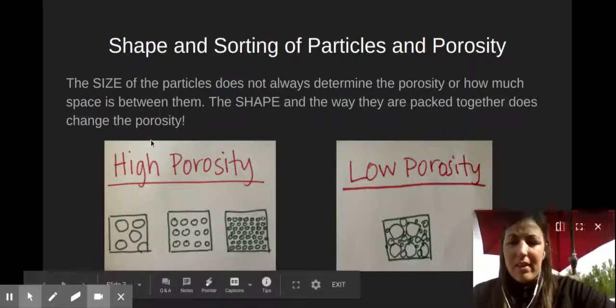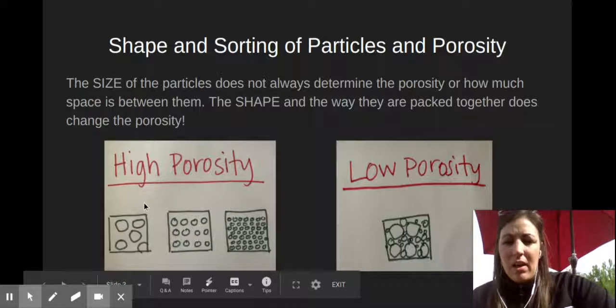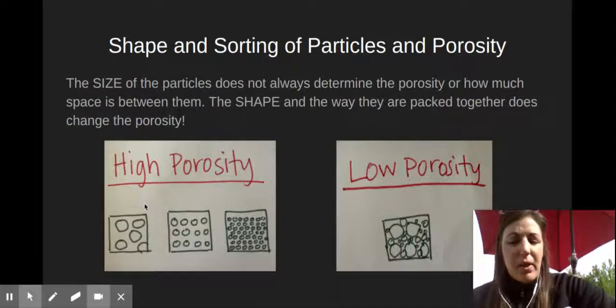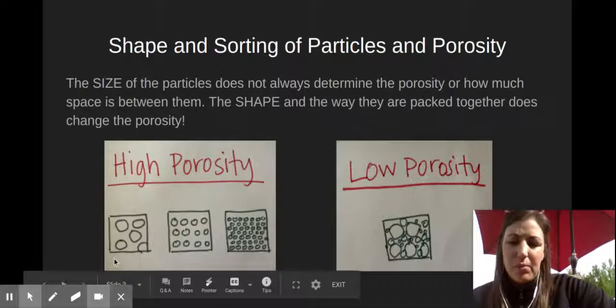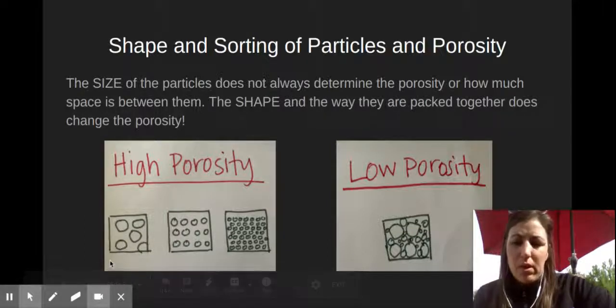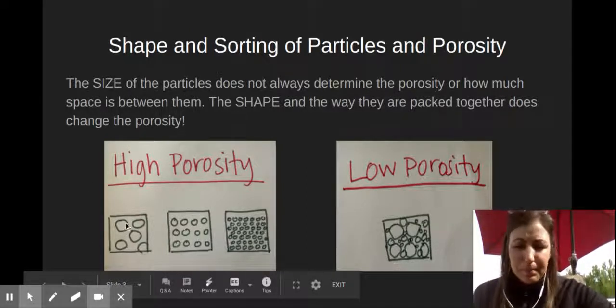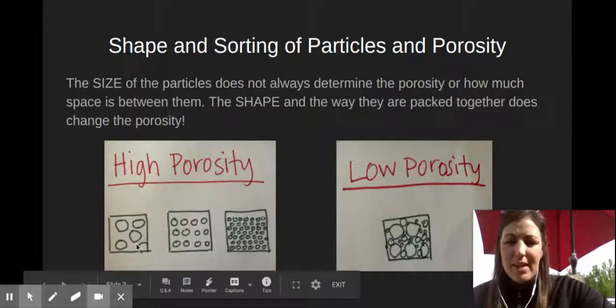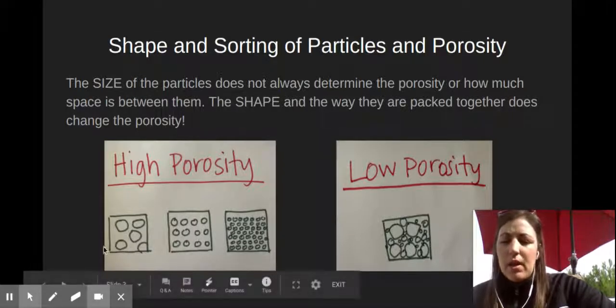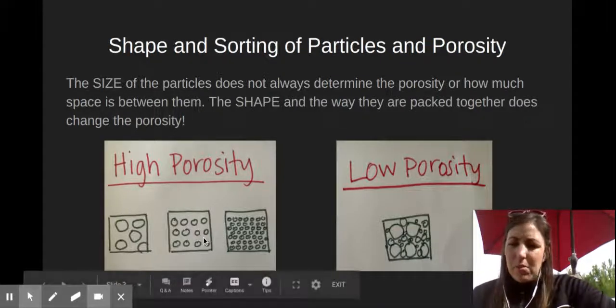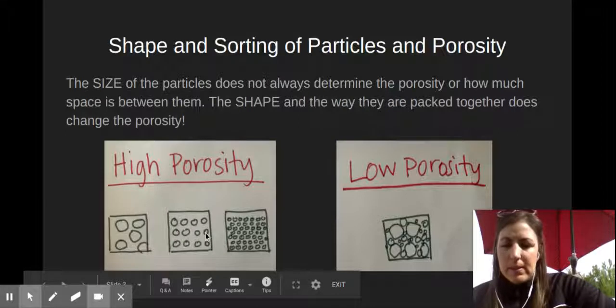Let's take a look at the example right here under high porosity. Remember, porosity is how much space is between each of the particles. In the first example, we have large particles. These are well sorted, which means they're the same size together. All of these are large particles, and between them are large spaces. There aren't as many spaces between those large particles as would be between smaller particles, but they're larger. Then if you look at the second example, the particles are smaller. They're still all a similar size, and there are more pore spaces between them. And actually, the amount of space between these two examples is about the same.